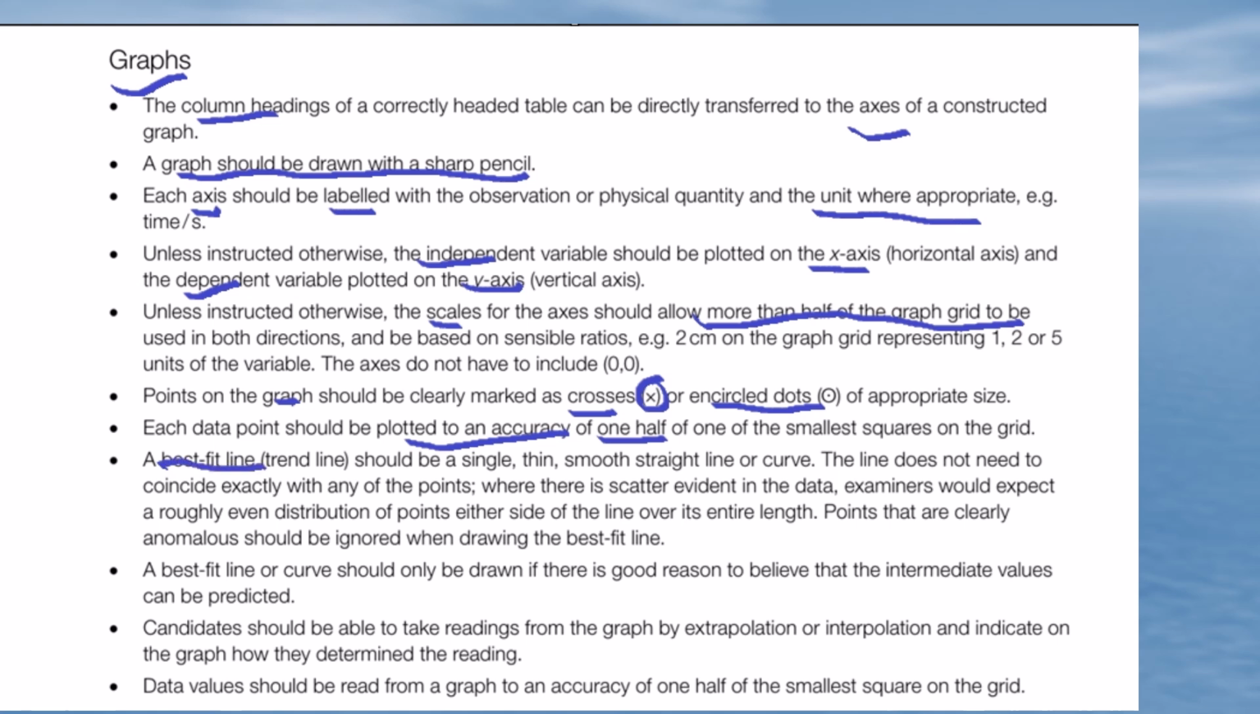A best fit line, trend line, should be a single, thin, smooth, straight line or curve. A best fit line or curve should only be drawn if there is a good reason to believe that the values can be predicted. Candidates should be able to take readings from the graph, and data should be read from the graph to an accuracy of half of the smallest square in the grid. This means be accurate when you read from the graph. Sorry about my dog barking.